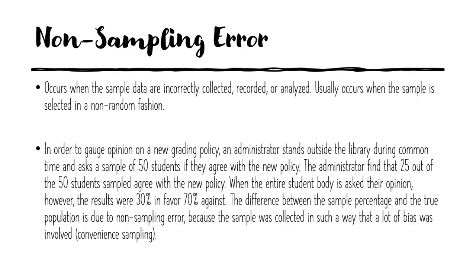Okay, so the example below is about a teacher asking about the change in policy. If they stand outside of the gym or the library and get responses, it's very different from the entire population, because of the convenient sampling that they did. So what you want to do is avoid these non-sampling errors. Make sure that you avoid all these biases. And if you do have a sampling error, make sure it is a chance error, not a systematic bias that you have built into your system.